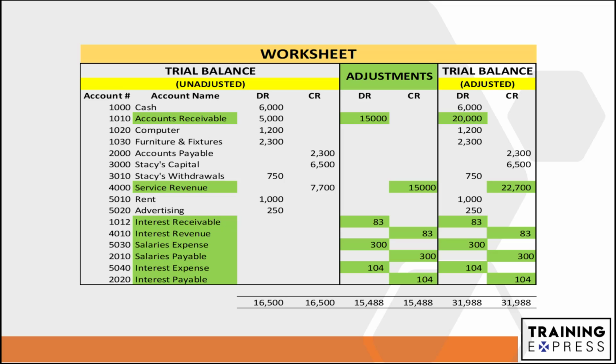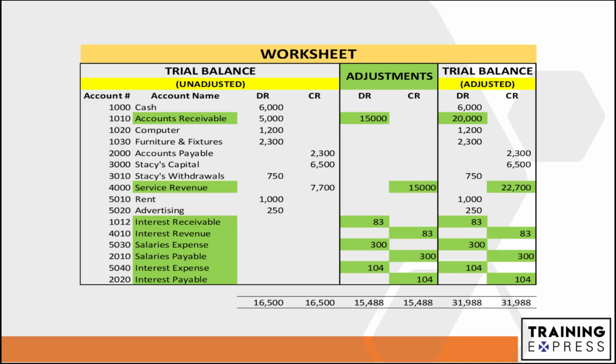Let's look at the first column on the left, trial balance, unadjusted. In this unadjusted trial balance, we have got some accounts highlighted in green color. Most of these accounts, they are added as a result of adjusting entries, except accounts receivable and service revenue, which was available even before adjustments. Now look at the adjustment column, second column here.